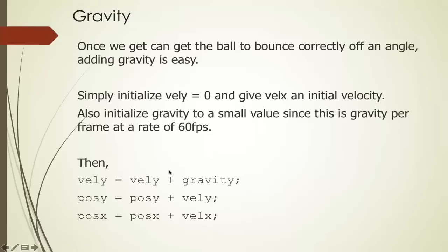And so really the code is just basically adding gravity to the vertical velocity. So this is adding acceleration to the velocity, and then adding the velocity in the y direction to position in the y direction, and then adding velocity in the x direction to position in the x direction. So this is changing the velocity, and then this is changing the position. So this is all you need to do to add gravity.